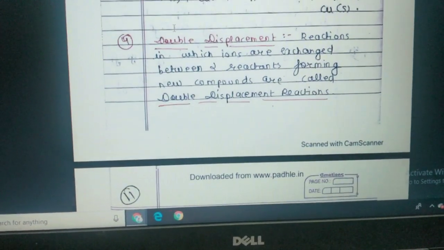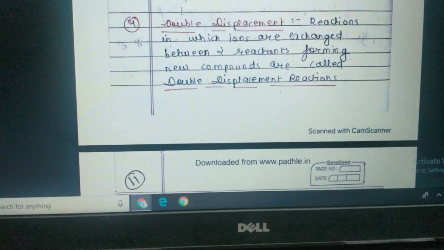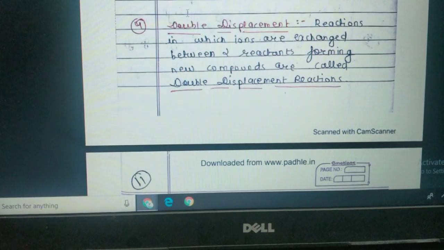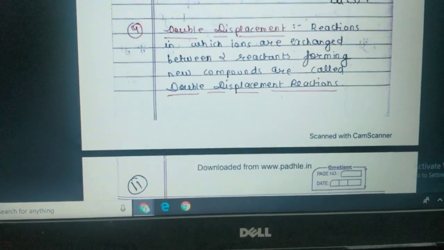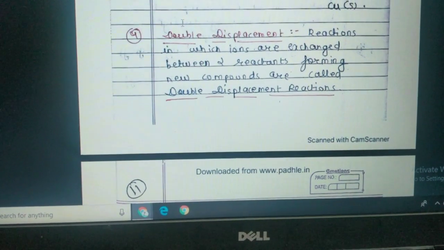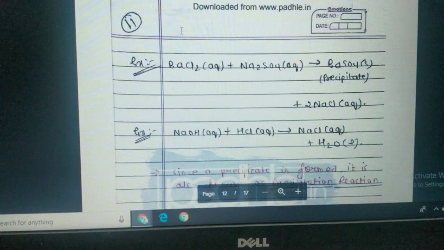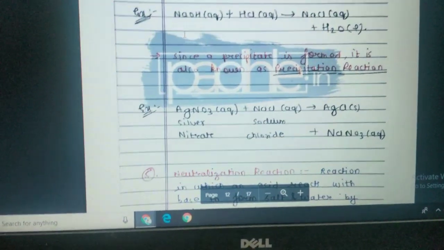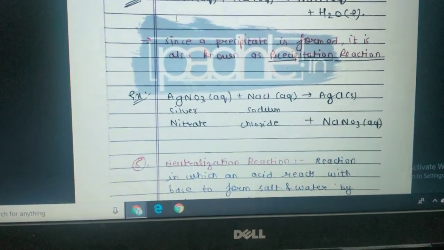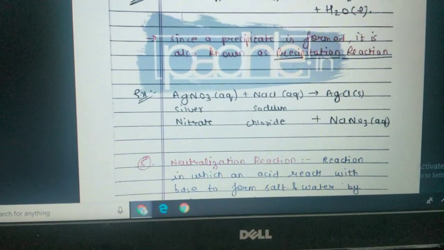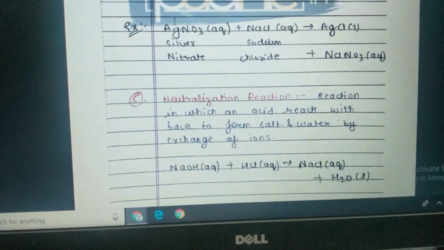The next one is double displacement reaction. A reaction in which ions are exchanged between two reactants forming new compounds is called double displacement reaction. Here you can see the examples. Now, since a precipitate is formed, it is also known as precipitation reaction. Here you can see the example.